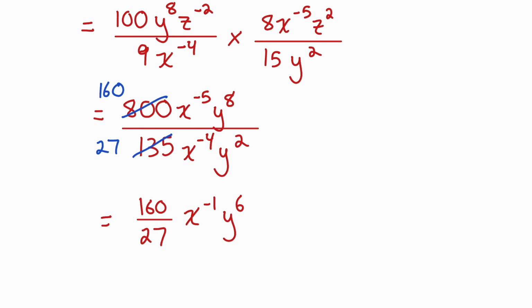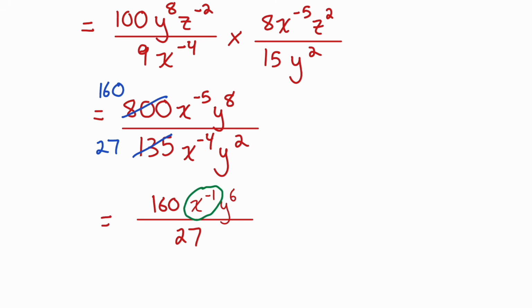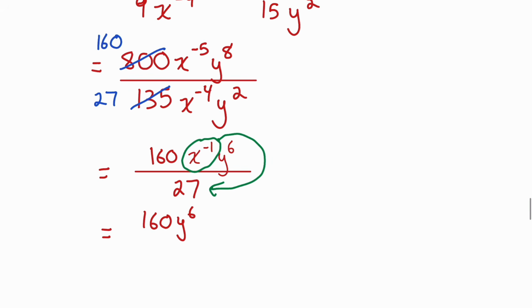And when finding the quotients, these variables could have been written up in the numerator with the 160. But our final answer shouldn't have a negative exponent, so we take the power that has the negative exponent and move it down to the denominator, so the sign of its exponent changes to +1, giving us a final answer of 160 y to the power of 6 being divided by 27 x to the power of +1. So there's the final answer.